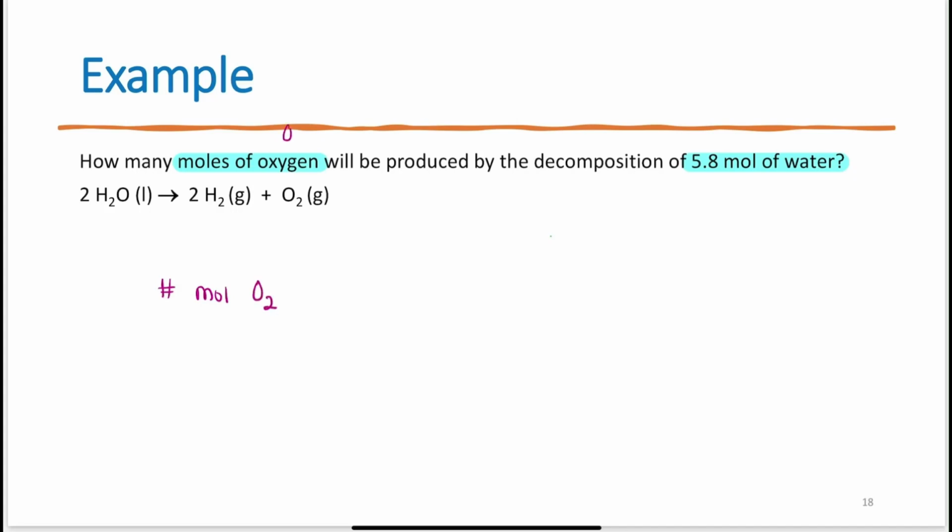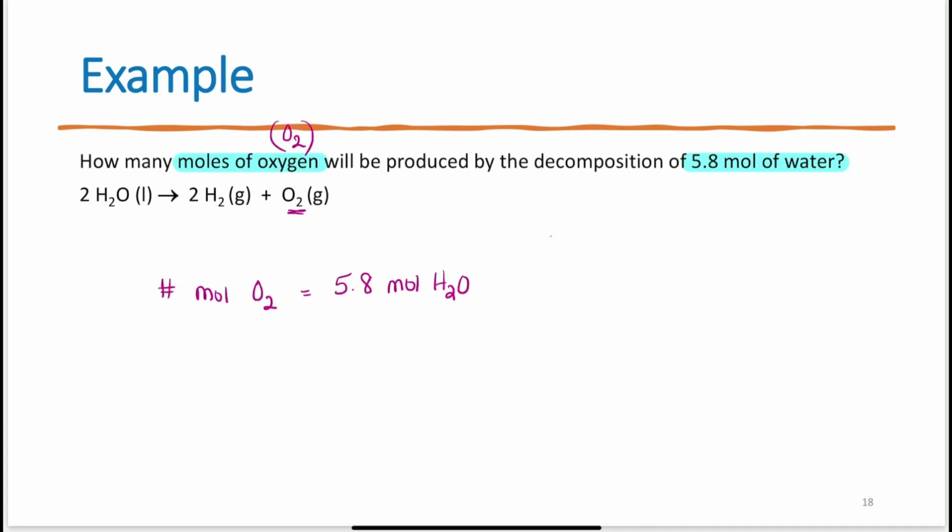Remember, when it says moles of oxygen, that means O2. If I meant a single oxygen, I would either get that from context or I would say atomic oxygen. But oxygen being produced is going to produce O2, not just O. Plus, I see it in my balanced equation. So I want to know the number of moles of O2 that's going to be produced if I start with 5.8 moles of water. Now, the first step is to change your given quantity to moles.